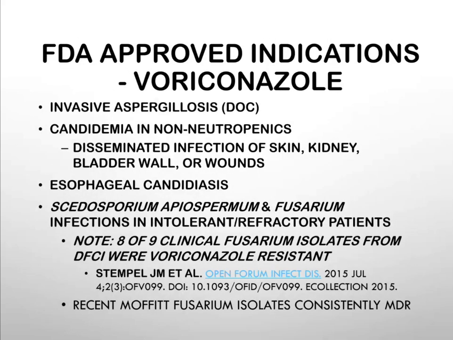It's also FDA approved for treatment of candidemia and esophageal candidiasis. It can also be used for CMV prophylaxis, for example with letermovir. It's a great drug for that. For fusarium infections, it's FDA approved for intolerant or refractory patients. Unfortunately, as I mentioned earlier, we're seeing more and more multi-drug resistant fusarium out there, not just voriconazole resistant, amphotericin B resistant, azole resistant across the board is becoming a more and more common theme, unfortunately.